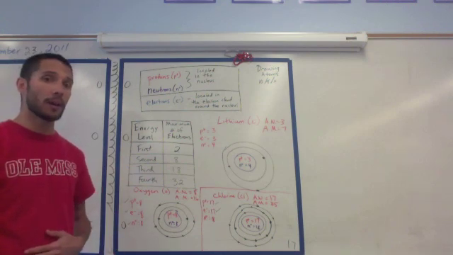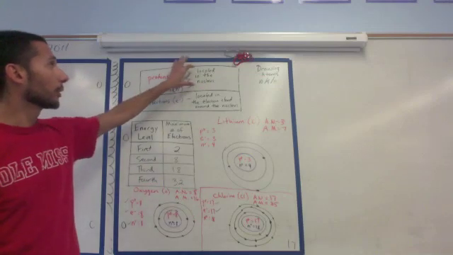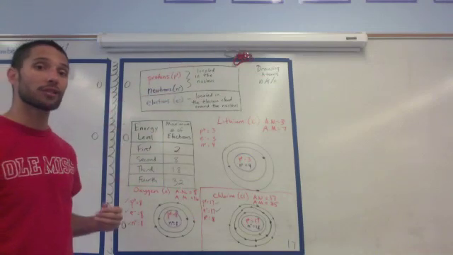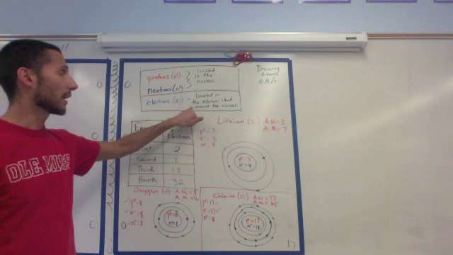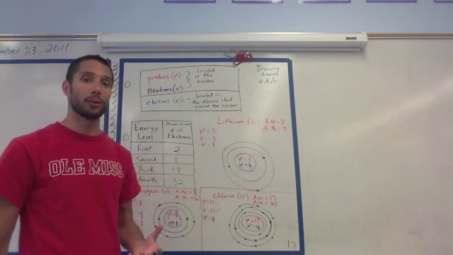So, we've done 3 examples on how to draw an atom using information that you gained from the periodic table. Remembering that our protons and our neutrons are located in the nucleus and our electrons are found in that electron cloud, or in these outer energy levels around the nucleus.